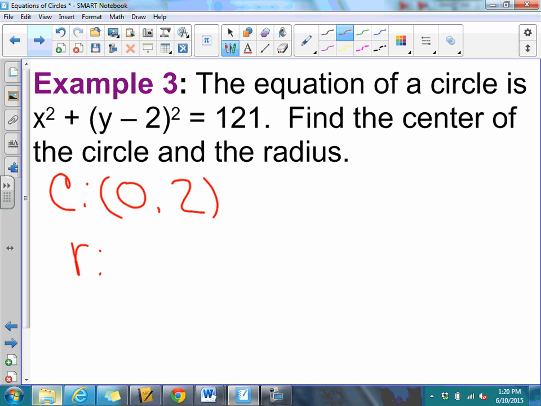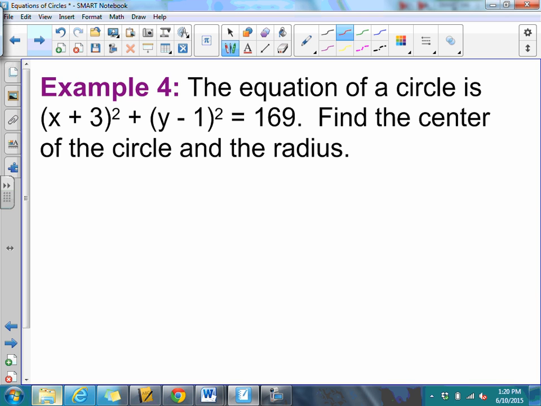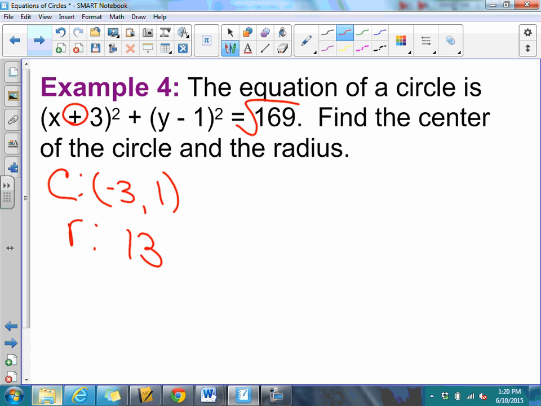And then what's my radius? 11. Why is it 11? Square root of 121 is 11. Good job. Again. What's my center? Negative 3, because of this plus sign, and positive 1. And my radius is 13 because the square root of 169 is 13. That was easy, right?